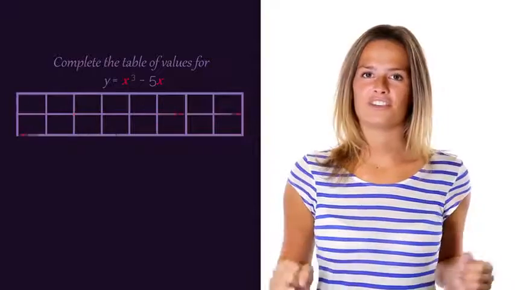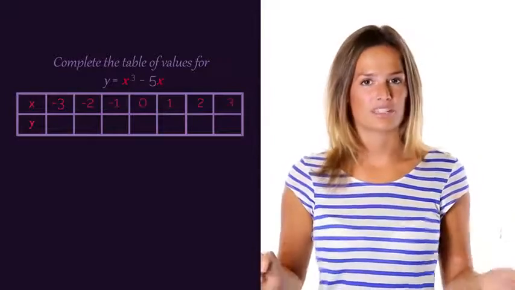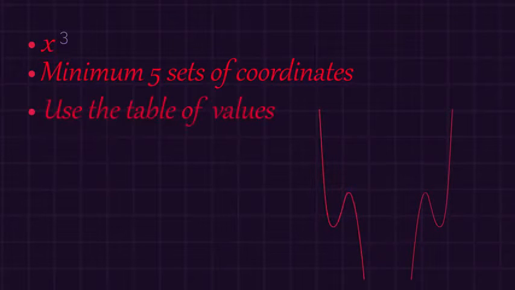Luckily for you, you're usually given the x values in the table of values, so you know what to substitute in. So you should now know how to plot cubic graphs using a table of values. It's the x cubed that tells us it's going to be one of these shapes. And we need a minimum of 5 sets of coordinates to make sure we get the right curve.